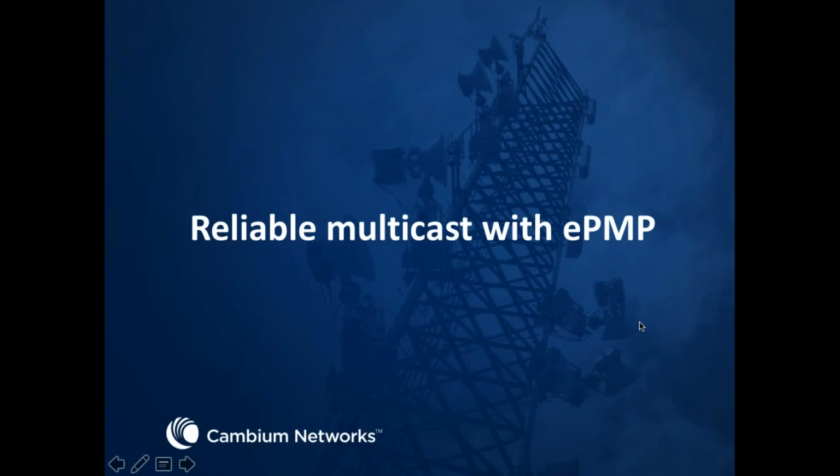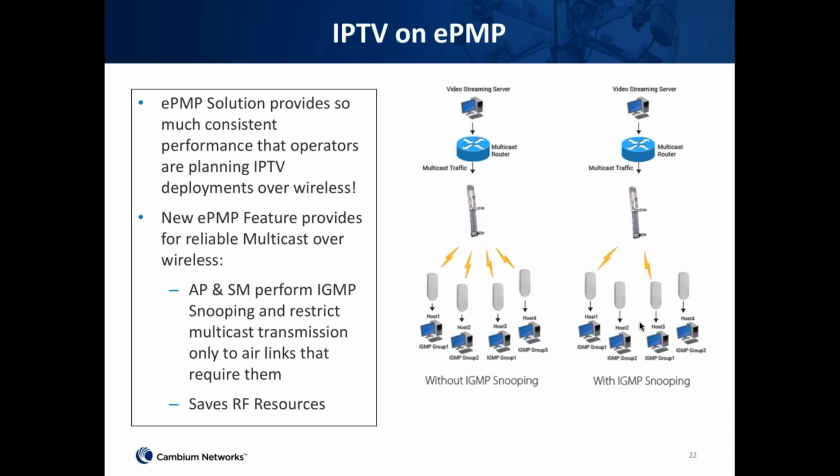So, reliable multicast with ePMP. In ePMP, we have a special mode for multicast delivery called reliable multicast. And when I was talking about IPTV, in a typical video streaming solution over wireless using multicast, you will see the following picture. The video streaming server sends the video data to the multicast router, then it comes to the access point, and we don't have a wireless switch here, right? We have air, we have wireless.